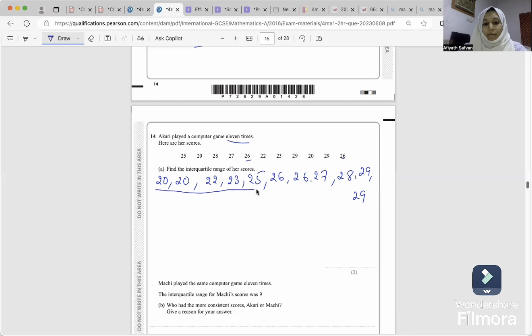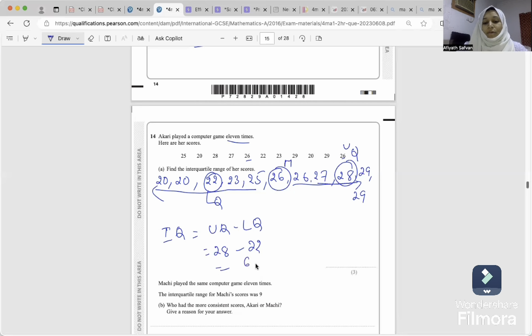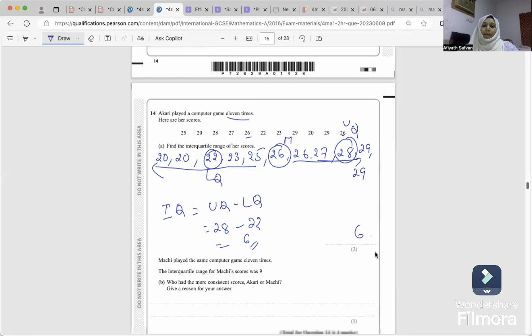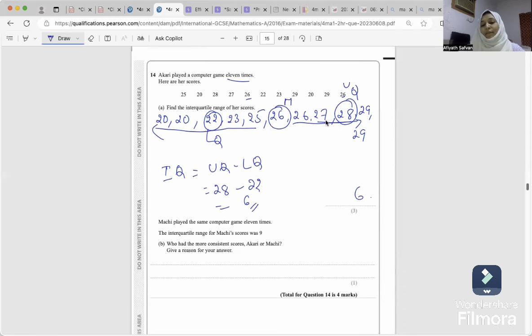So I can say 5 in the left side and 5 in this side. So your median is going to be how much? 26, right? So median, 1, 2, 3, 1, 2, 3. So my upper quartile is this one, and my lower quartile is this. Therefore, my interquartile range is equal to upper quartile minus lower quartile, which is 28 minus 22, which is going to be 6. So lower quartile and the upper quartile. After finding the median, you should have equal numbers on both of the sides.